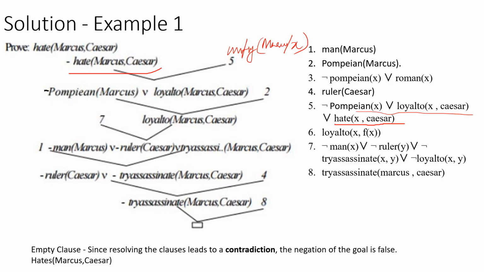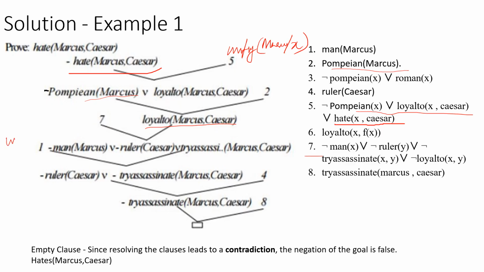Then we will check whether there is any matching with any other clause. Here you can see when we are taking the second one, Pompeian Marcus and not Pompeian Marcus. They are complementary clauses, so they will cancel. So we will take the remaining thing, that is loyal to Marcus comma Caesar. Then we will check the matching. So loyal to Marcus comma Caesar is coming in the seventh one. You can see here not man x, not ruler y, or try to assassinate x comma y, or not loyal to x comma y. So here also we can apply the unification algorithm.